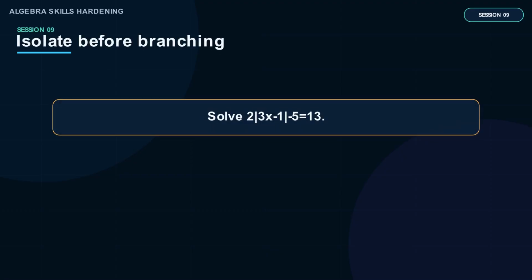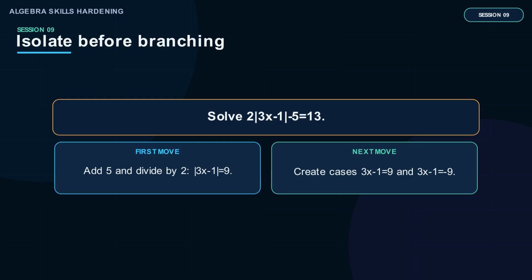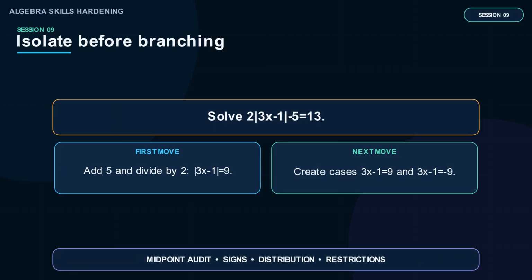Here is the challenge. Solve 2|3x − 1| + 5 = 13. Restate the target and identify the most important part of the routine. The first move is add 5 and divide by 2. |3x − 1| = 9. This changes the form without changing the meaning. Next, create cases: 3x − 1 = 9 and 3x − 1 = −9. Keep the relationship visible and apply the operation to every required term. Now audit distribution, signs, copied values, and restrictions. A brief midpoint check is cheaper than rebuilding the solution.